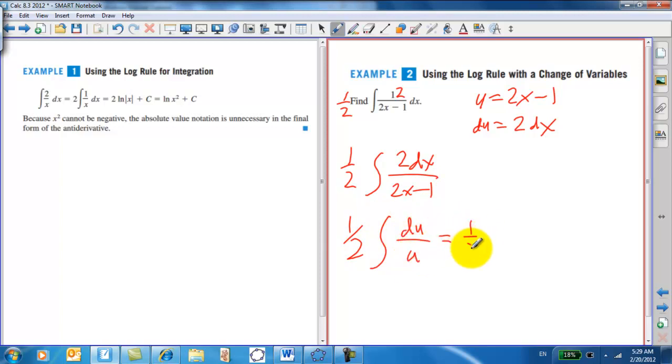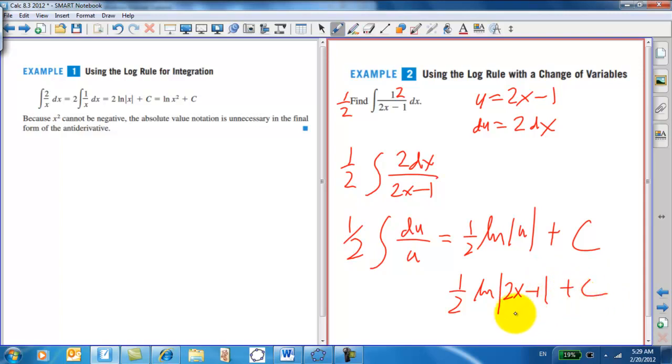So that's 1/2 the natural log of the absolute value of u plus some constant, or 1/2 the natural log of the absolute value of 2x minus 1 plus c. Now if you want to, you could sneak the 1/2 inside as a square root. So, the natural log of the square root of the absolute value of 2x minus 1 plus c.